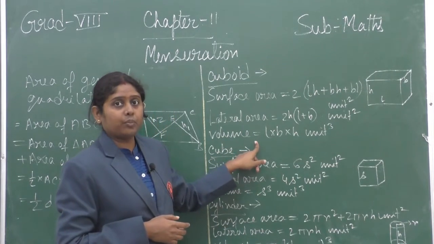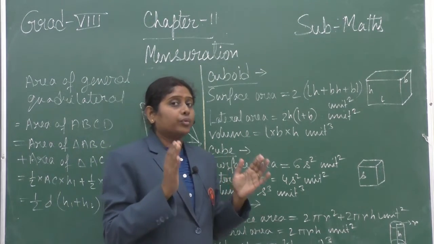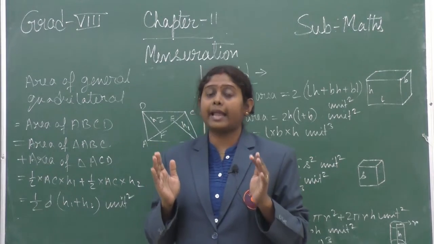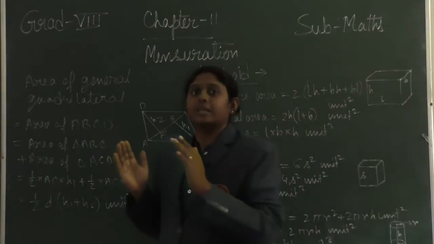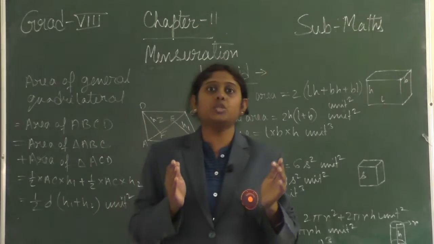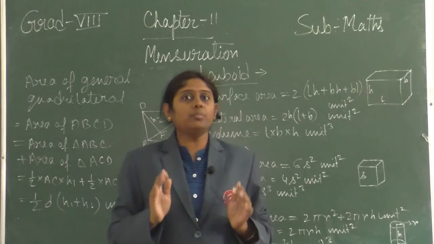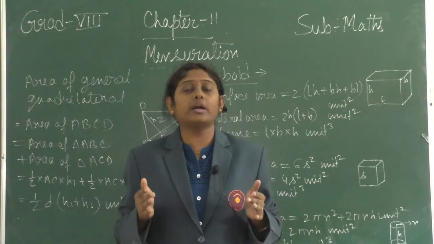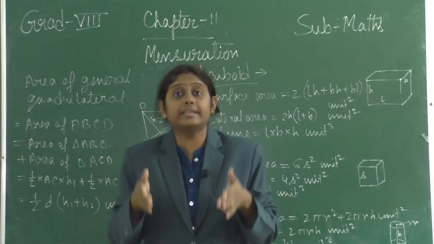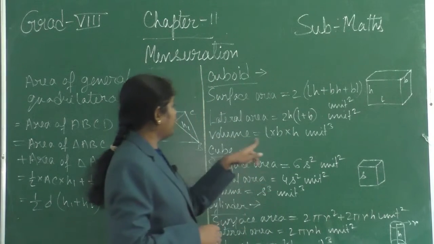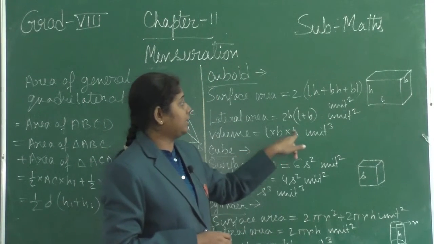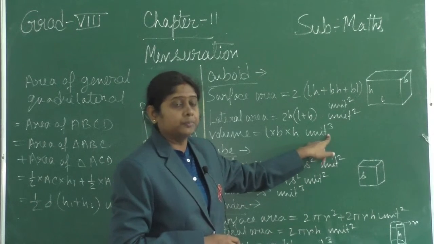Volume is equal to, volume means what we find out as the area for a 2D shape. For 3D it is converted to volume. So, volume means how much substance we can contain inside. So, volume means L into B into H unit cube.